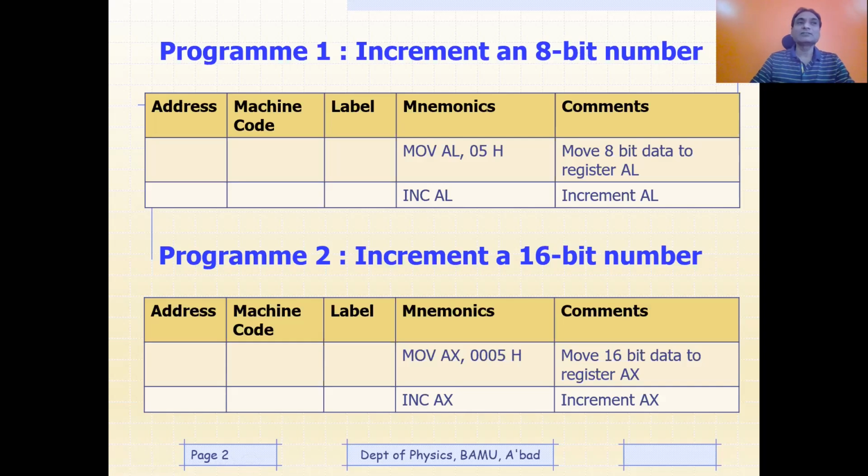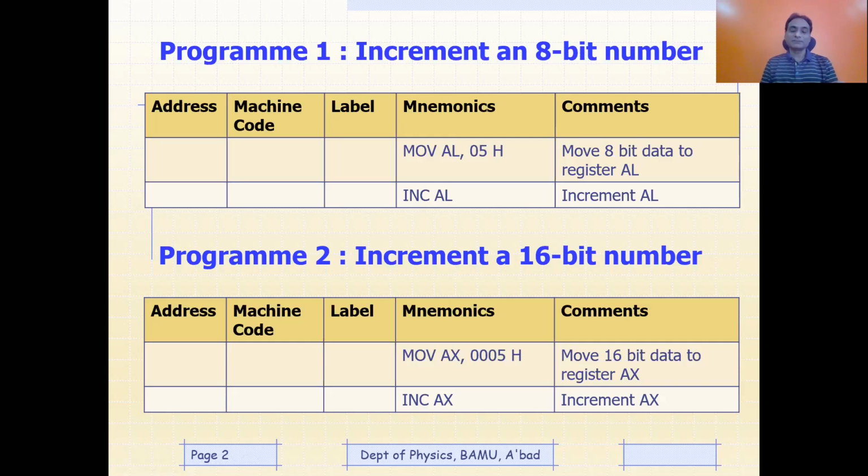Okay, so in order to understand the microprocessor kit as well as assembler functioning, we are going to have the same experiment on the microprocessor kit as well as the assembler. Okay, let us start with the first program. You can see what the purpose is. The purpose of this program is to increment an 8-bit number.